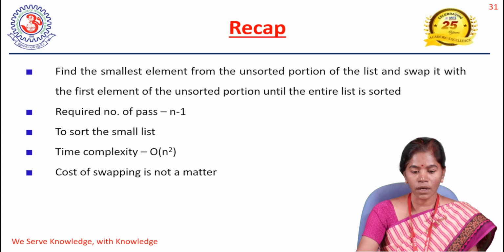This selection sort is specifically used to sort smaller lists. We will not use it to sort a large number of elements. The time complexity is big O of n square because the number of comparisons is n square. And when the cost of swapping is not a matter, then we go for selection sort.